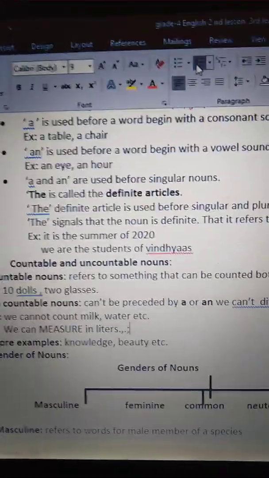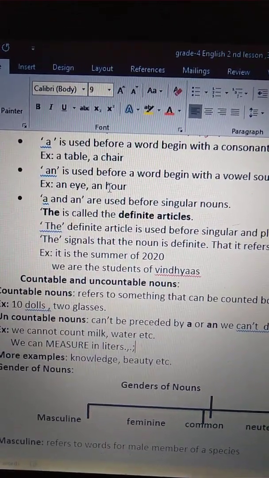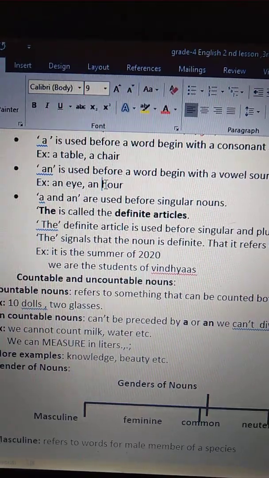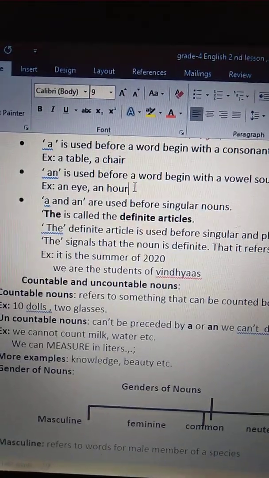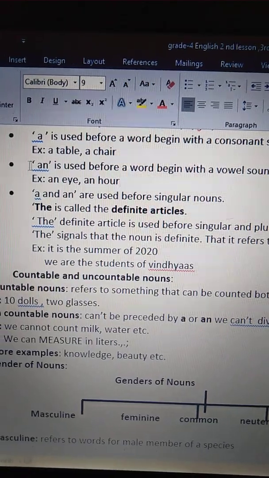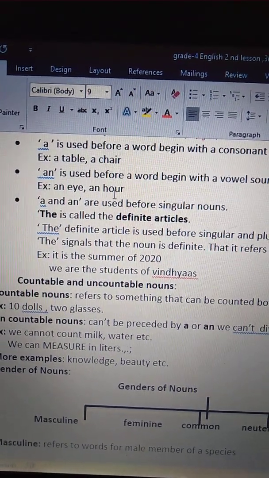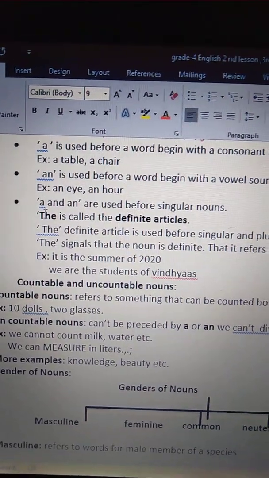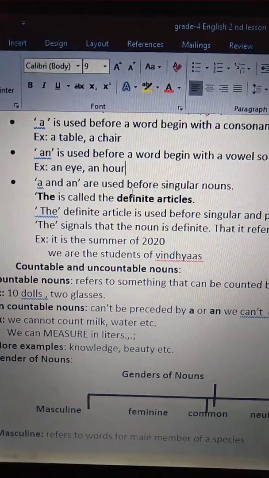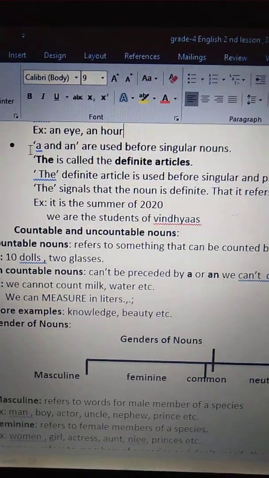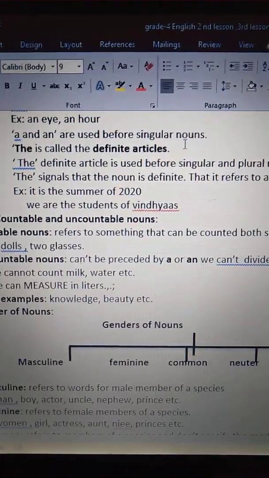Here, some of your friends got a doubt. Here, H is a consonant. So, why do we have an here? So, we pronounce hour as our, right? So, here O is a vowel. So, an hour. Okay. Next one. A and an are used before singular nouns. Here a and an are used before singular nouns, not plural nouns.